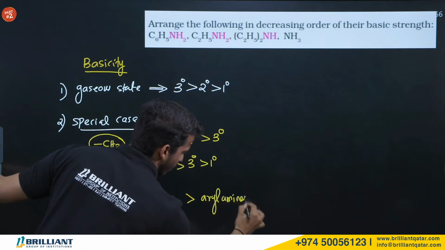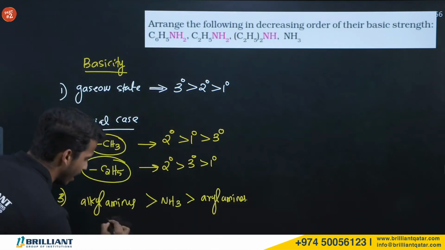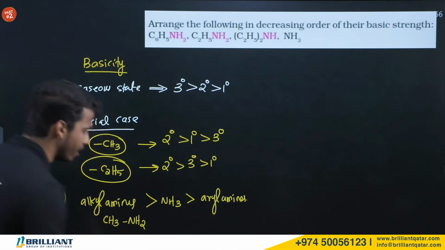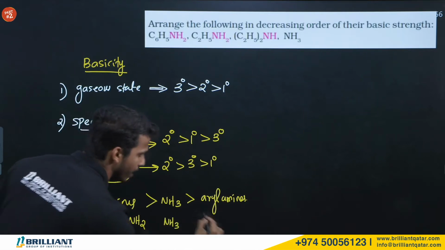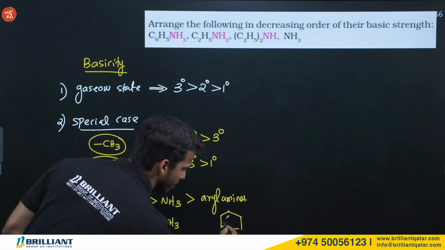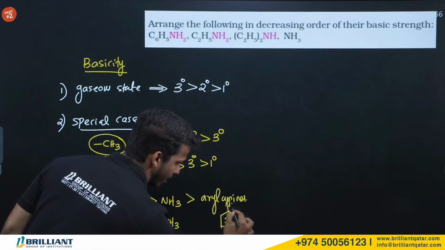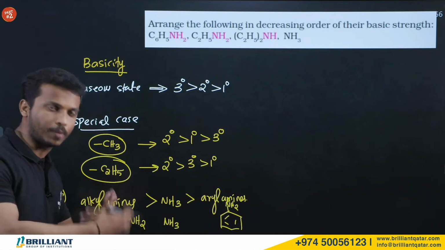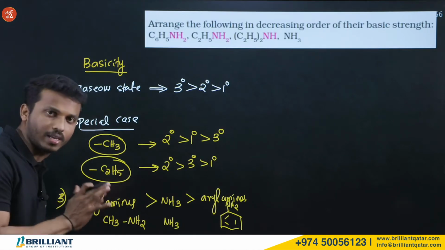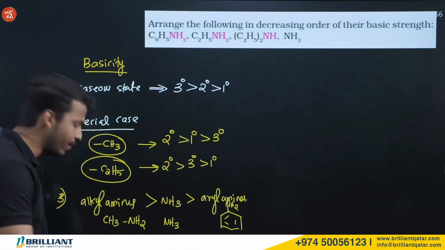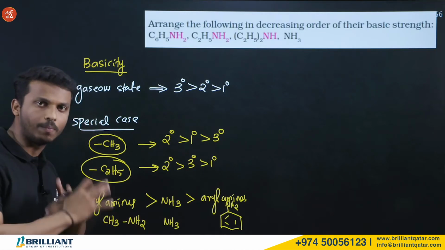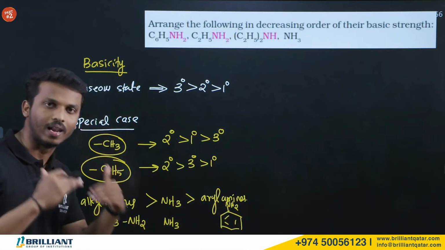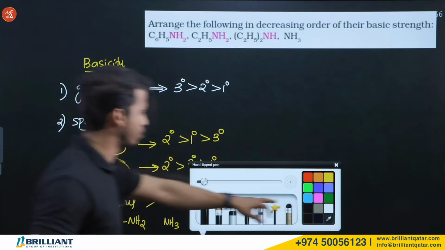Aryl amines. For example, alkyl amine, the alkyl group contains, for example, CH3NH2, right? Methylamine. Then we have ammonia. Then we have aryl amine. Aryl amine in the sense the aromatic ring, the benzene ring, is directly connected to nitrogen. I will tell you the reason later in the upcoming question. So this is normal aliphatic amines, like alkyl amines. If there is an alkyl group with amine, they will be more basic than ammonia, and aromatic amines are less basic. Now we can go for the question here.